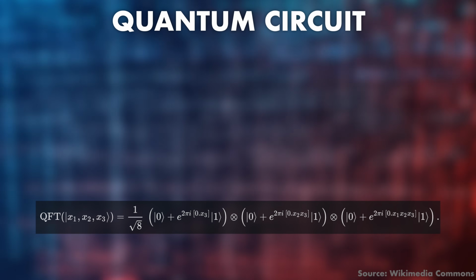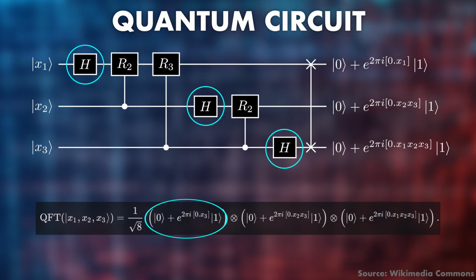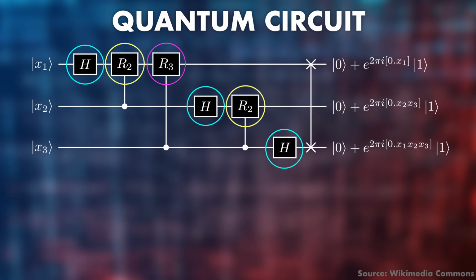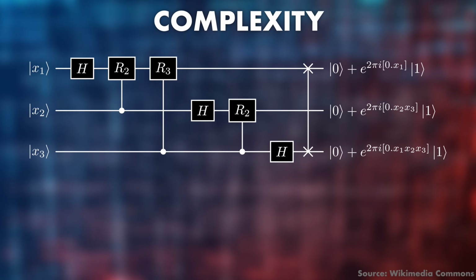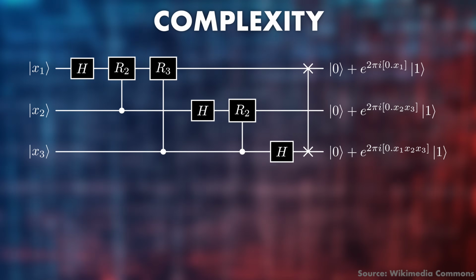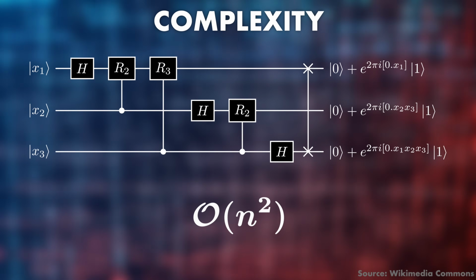As we can see, this includes a lot of terms of this form. For the simplest, we only need a Hadamard gate. For each additional digit, we need an additional phase shift gate, which creates exactly the phase factor we are looking for. And even if you know nothing about quantum circuits and quantum gates, you might notice that there's only a very small number of them here. In fact, the QFT only requires on the order of n squared gates, where n is the number of qubits.